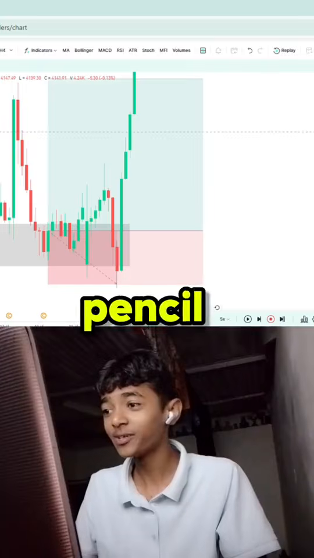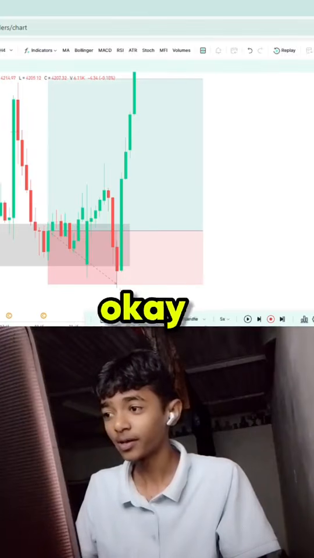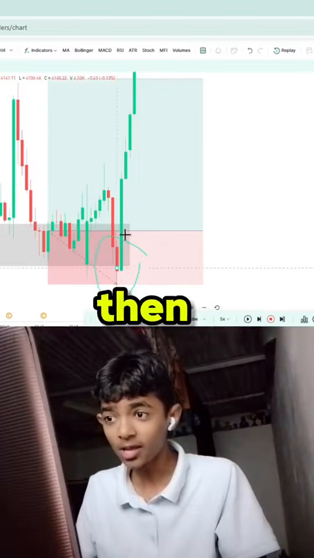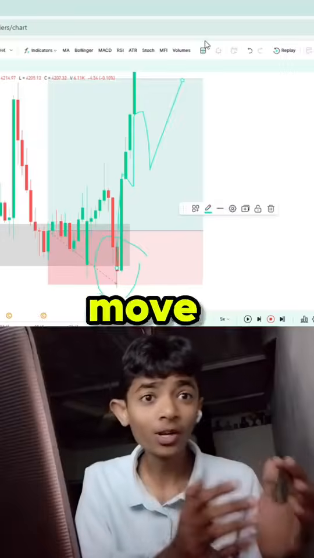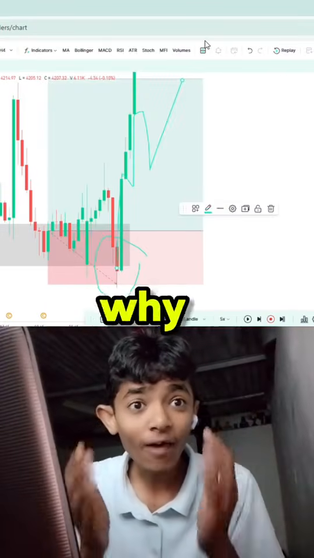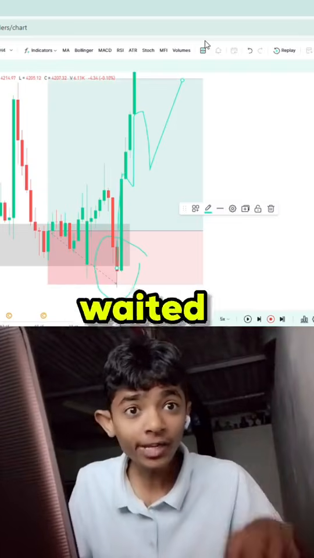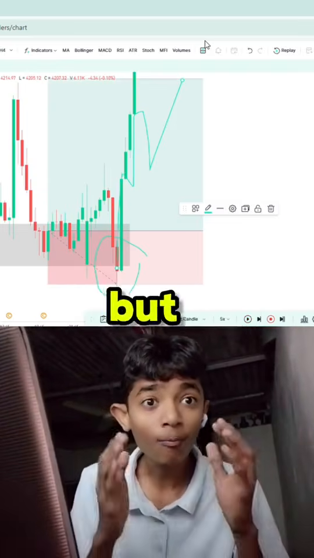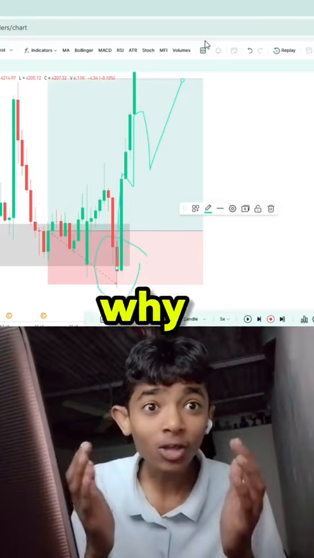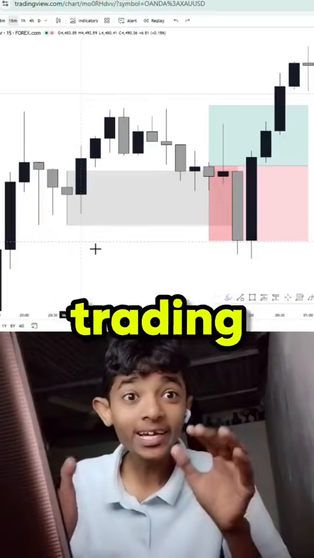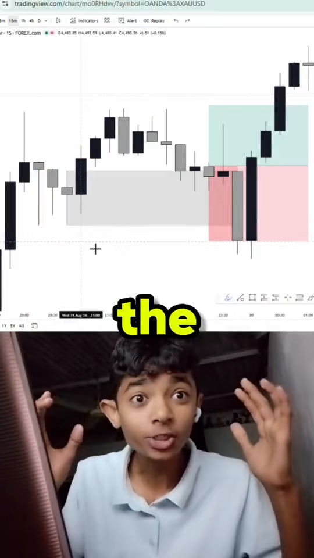Let me take my pencil tool. Okay, price comes here, hits your stop loss, and then how fast it moves in the direction. But why did it happen? You planned the trade, you marked your supply and demand zone, you waited for entry confluences, but still, why was your stop loss hit? Stop losses are constantly hit because you are trading against the big banks, against the institutions.